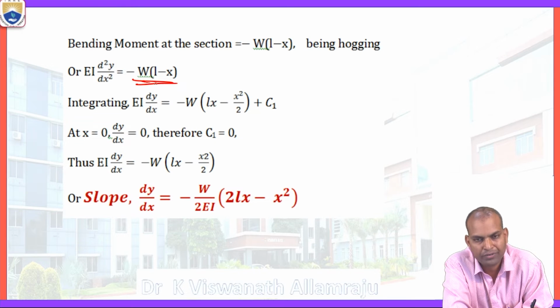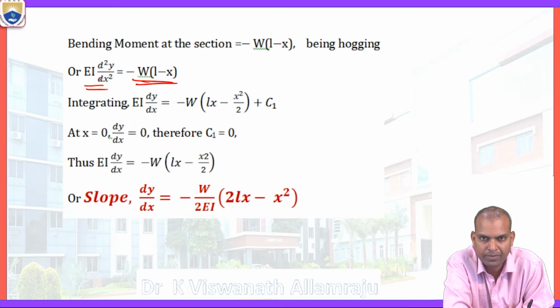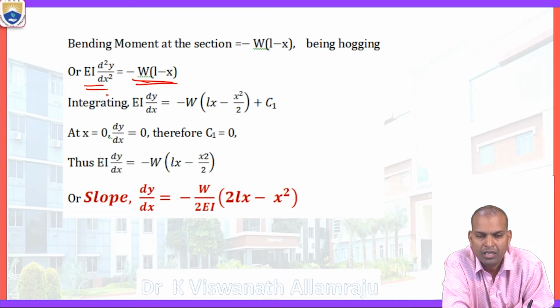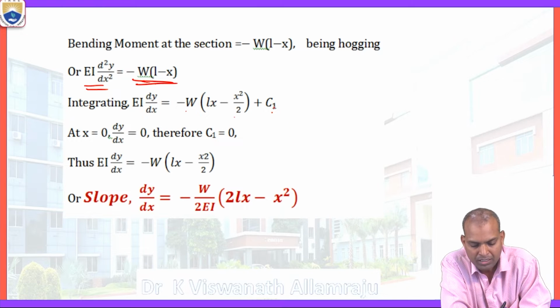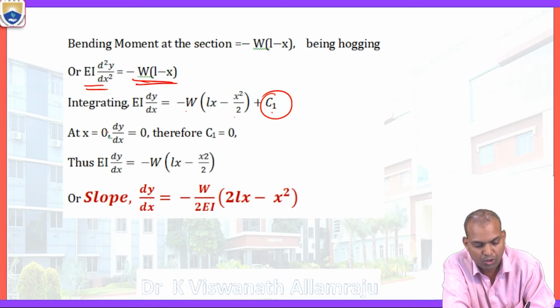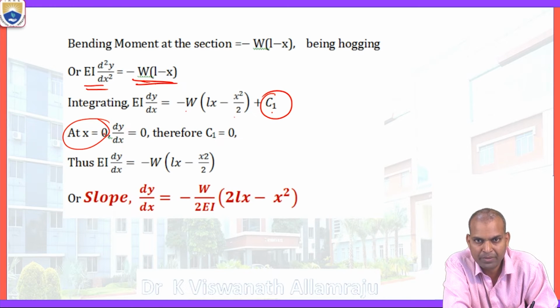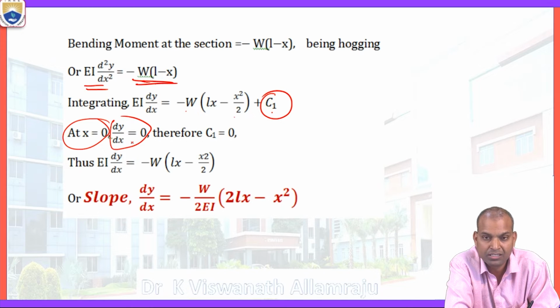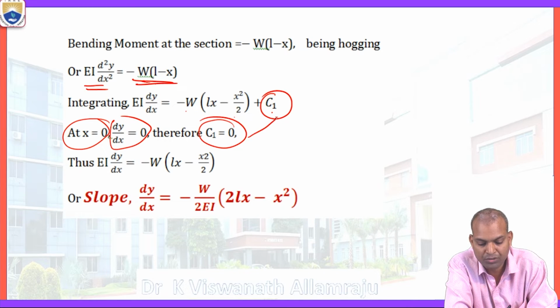That equals the governing equation, the bending moment equation, EI times d square y by dx square. Now if we integrate this equation once, EI times dy by dx equals minus W times Lx minus x square by 2 plus C1. This C1 is the constant of integration related to the slope. Now the slope at x equal to 0, dy by dx, is 0. Then C1 equals 0.